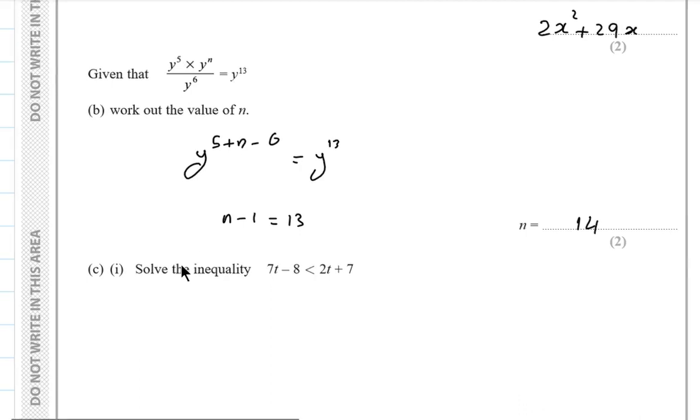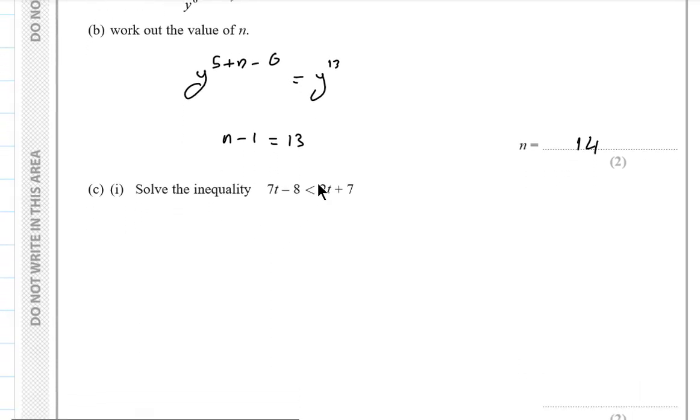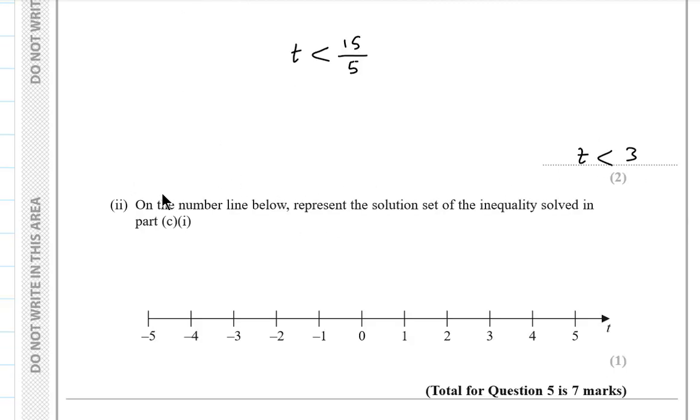c, i, solve the inequality. 7t minus 8 is less than or equal to 2t plus 7. We can collect t together. 7t minus 2t will be 5t. And then less than 8 plus 7, which is 15. And so t should be less than 15 divided by 5, which is 3. t less than 3.